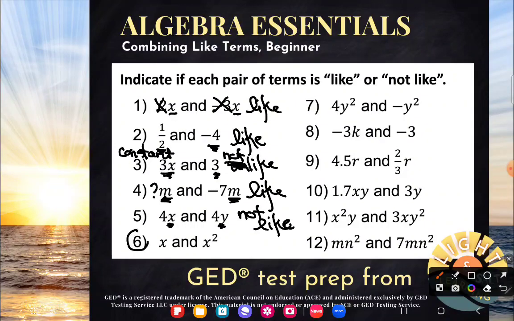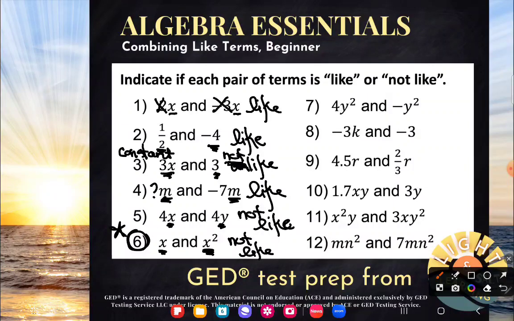Now, this is another one. Star this, highlight this, students struggle. If this is an x and this is an x squared, the entire variable portion, including any exponents on the variable, have to be identical. If they're not, this is not like. Just like 3 and 3 squared are not the same number, x and x squared are not the same number.